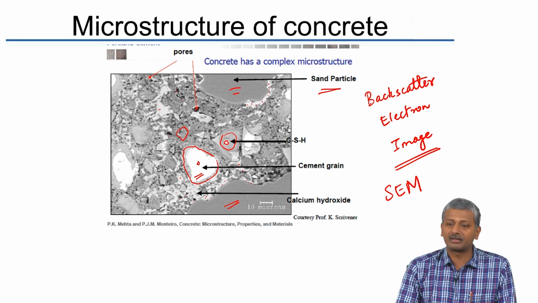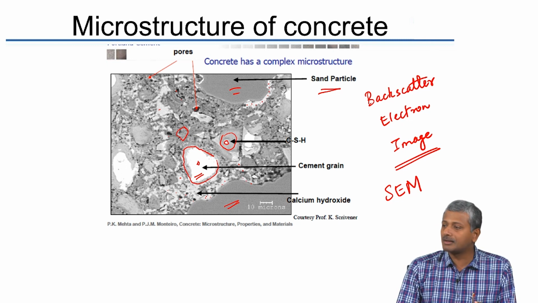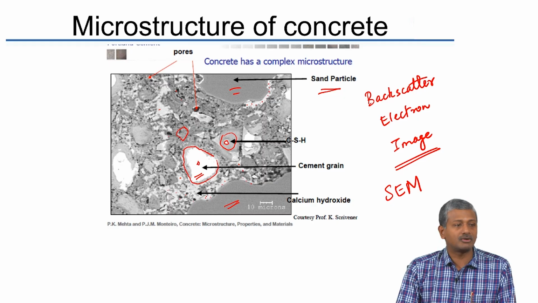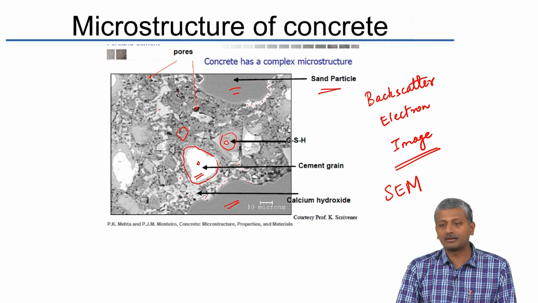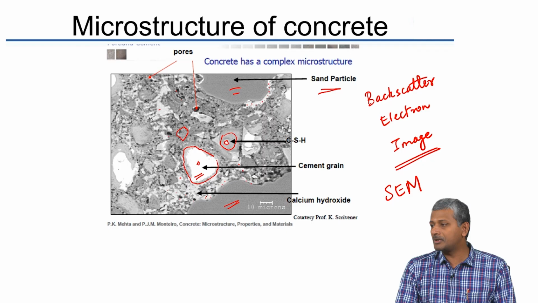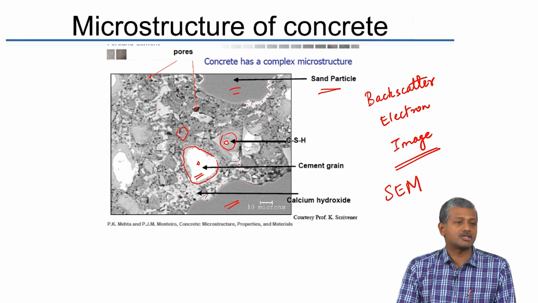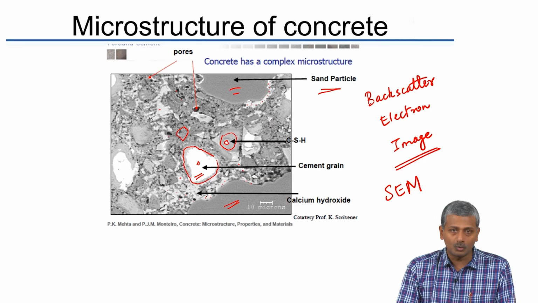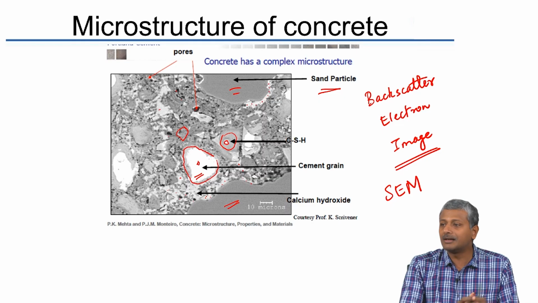It is called the wall effect, and around the aggregate you will obviously have a greater porosity as opposed to away from the aggregate. And because space is available, a nice big crystal like calcium hydroxide finds it much easier to grow around the aggregate than in other regions.